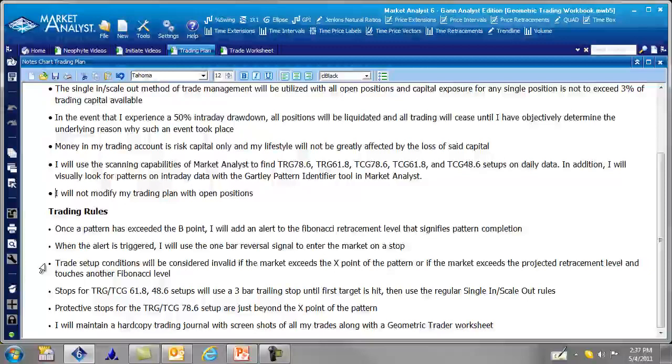If it hits 78.6, cancel the trade, because the bias is towards 48.6, and if the market starts going to other Fibonacci levels, it's not really TCG 48.6. So you're going to pull the plug if it touches 61.8 or some other fib number.